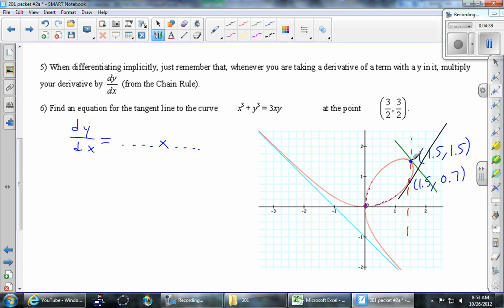What else do I have to have in here? It's got to have y's in it. But I need more information. You can't just say what's the slope when x is 1.5, because there's two different points when x is 1.5. So it has to be the case that there are going to be y's floating around in this thing too.